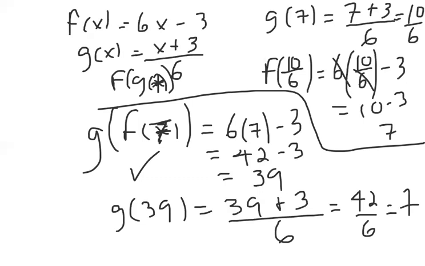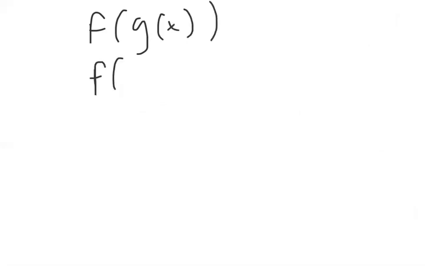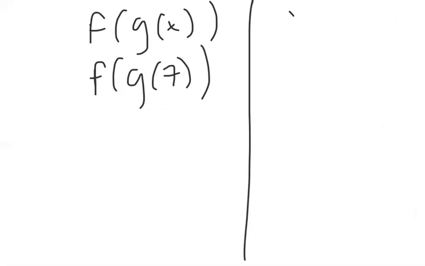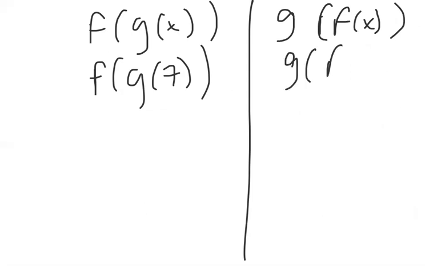Okay, all right. So let me do this for you. Remember, there's two basic composite functions. We have f of g of x. Remember, I gave you two problems to do. F of g of 7, that's for f of g of x. And then the other one is g of f of x. And I asked you to evaluate g of f of 7. So I gave you two problems.